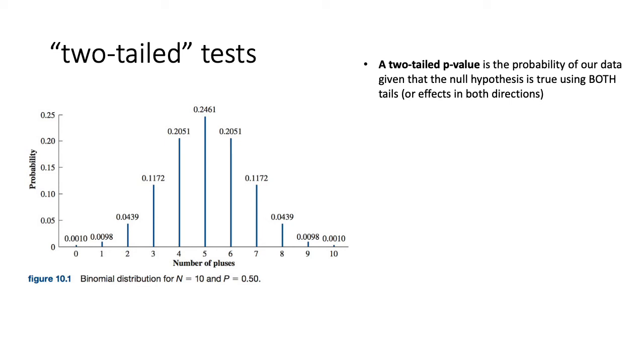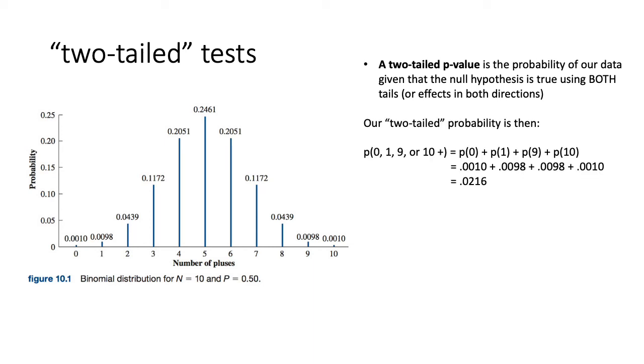So it's the probability of getting our experimental result, if the null hypothesis is true, or a result that's more extreme, meaning further in either of the tails. So again, if we were computing this by hand, we could look up in a binomial trial the probability of 0 or 1 or 9 or 10 successes. If you just add those together, we get 0.0216.